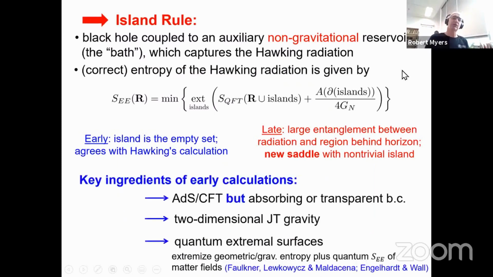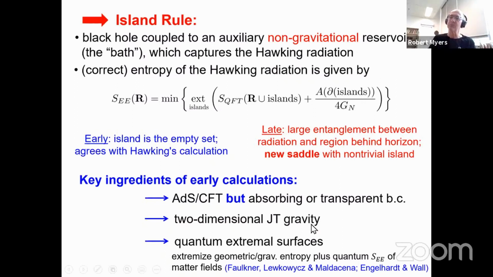Now, there were a number of interesting ingredients for these early calculations. As I said, we were using AdS/CFT, but we had to change the rules a little bit to get these new insights. Turns out that, I said that I wanted to take stuff out of the gravitating region and put it in this bath or in this reservoir. And that involved changing the usual boundary conditions that we use in AdS/CFT.